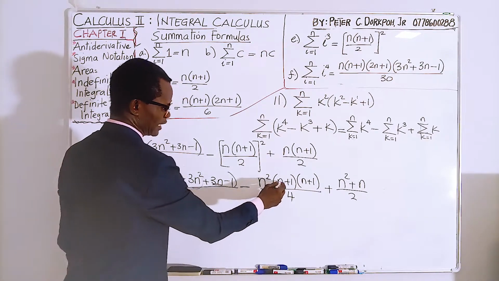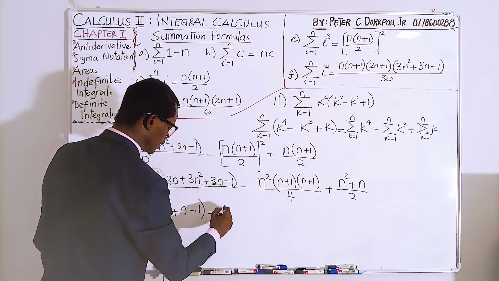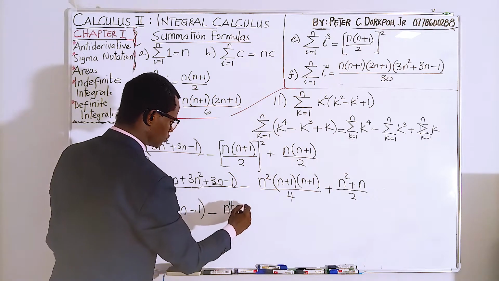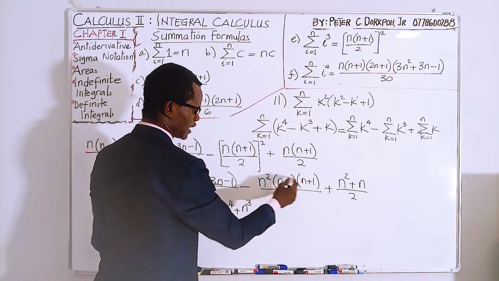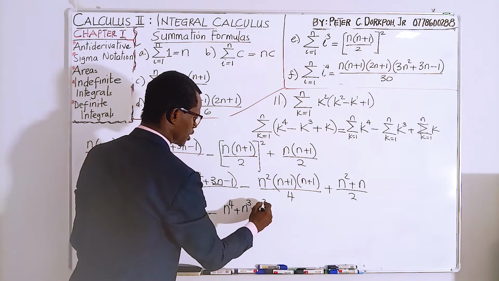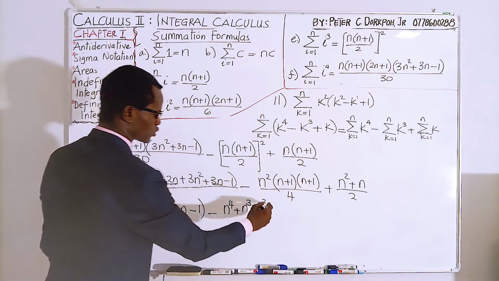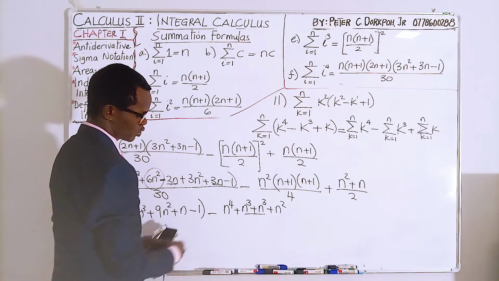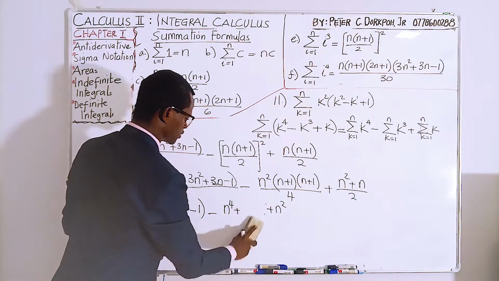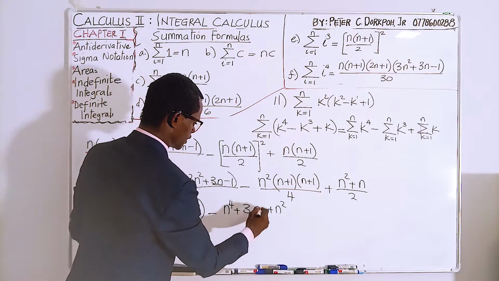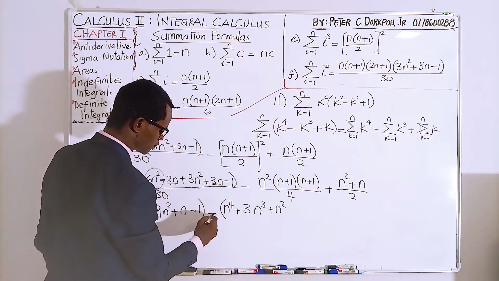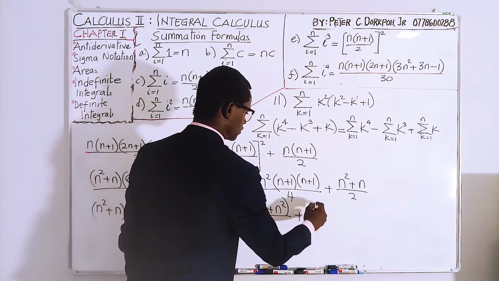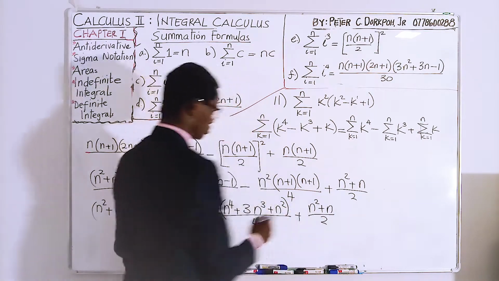Minus, so we multiply. N times n is n squared, times n squared is n to the 4th. N times 1 is n, times this n is n to the 3rd. 1 times n is n, times n squared is n to the 3rd. 1 times 1 is 1, times n squared is just n squared. If you look here, these two are like terms. 1n cubed plus 1n cubed gives us 2n cubed. Now put this in parentheses because of this negative sign, all divided by 4, plus n squared plus n all over 2.